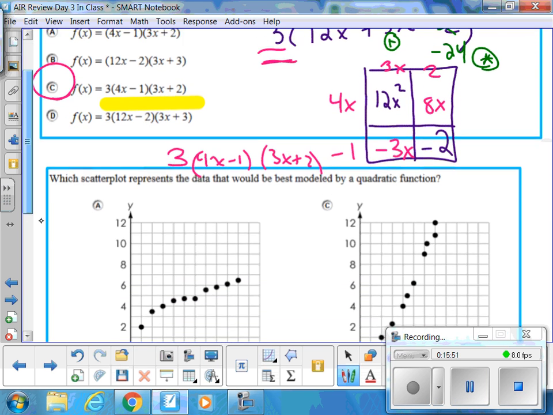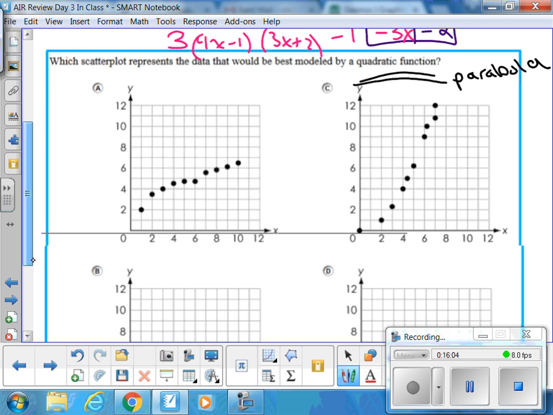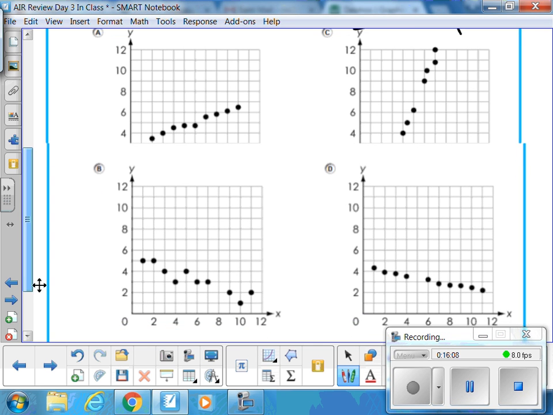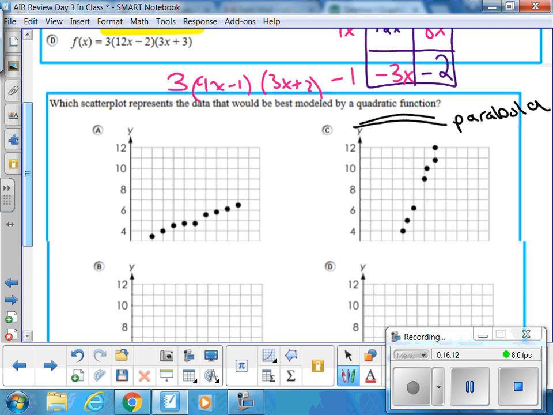It says which scatter plot represents something that could be modeled by a quadratic function. So just remember that the word quadratic function means parabola. And then which one of these scatter plots could I use a parabola to fit to it? Can you tell? Definitely C, I believe. I think I covered it up just now. C on your paper. Yep, C.